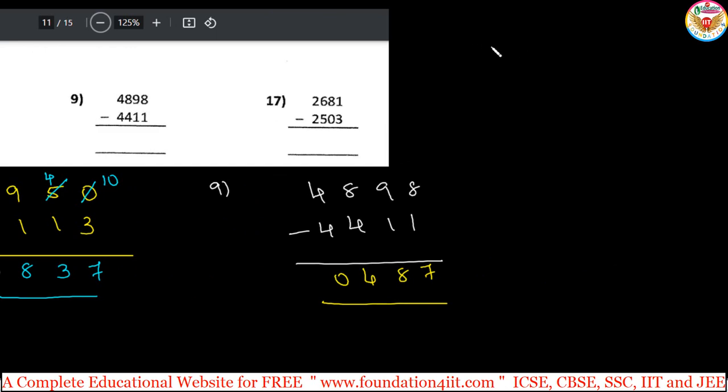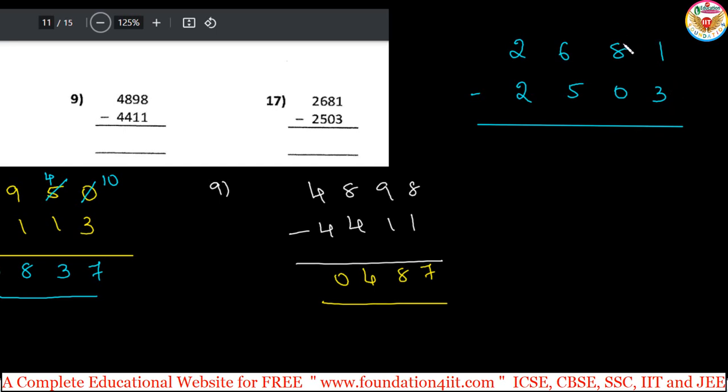In this question, next one, 2681. Until you practice, on rough paper just maintain space and write 2503. So if you subtract this, first you have to start from the right side. 1 minus 3. 1 is small, 3 is bigger. Don't do 3 minus 1 and write. Many of you are getting confused like this. It should not be. Always from the top number, subtract down. 1 minus 3 is not possible. Now what should you do?